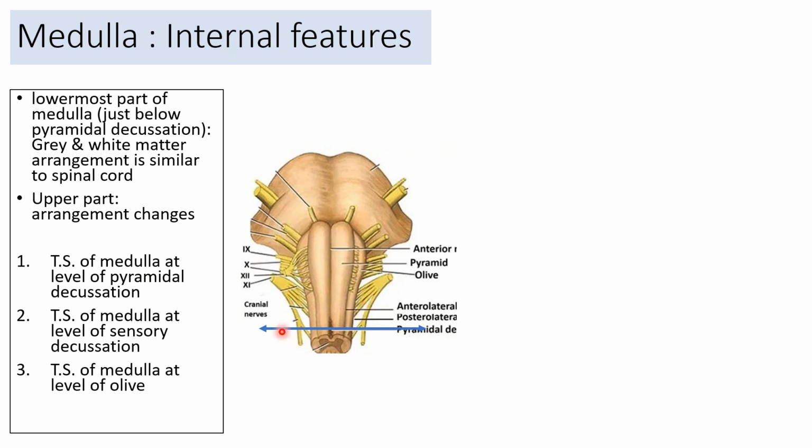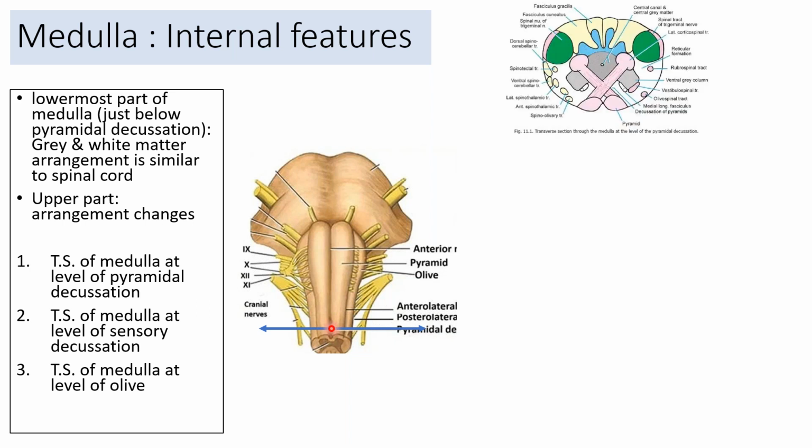So the first plane of section is passing through the level of pyramidal decussation. These were the two pyramids, cortical tracts, and you can see this grossly also. You can observe some fibers crossing over. This is the motor decussation or the pyramidal decussation. This is going to appear like this, and this picture you have to draw in your exam if the question comes as: draw a transverse section of medulla at the level of pyramidal decussation.